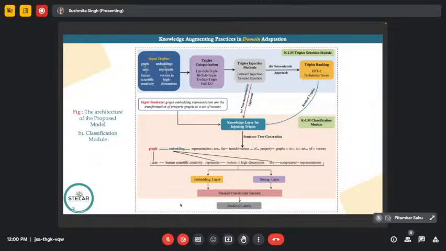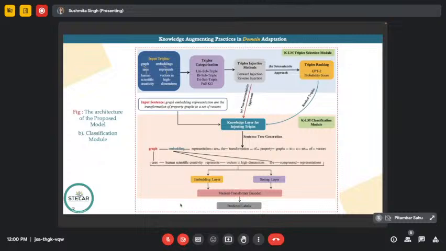As you can see from the yellow box, from the first triple selection module, the perplexity score is passed to a layer called the knowledge layer for injecting triples. There we decide whether we want to use that perplexity score or do it by ourselves. That means whether we want to be deterministic about a particular triple, how it is injected, or we just want to generalize it.